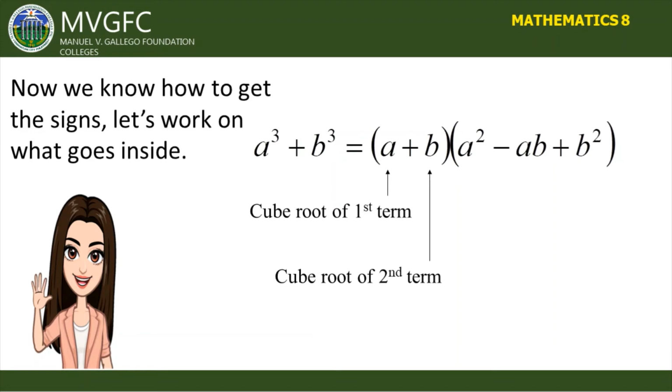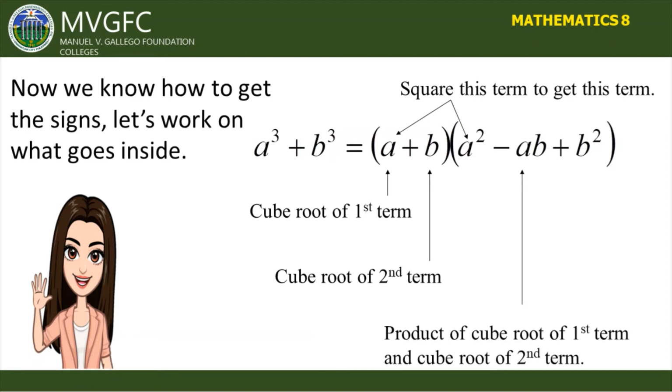Okay? So, next, for us to know the second term, of course, cube root din natin si second term. So, the second term is b cube. So, we have b because b times b times b is equal to b cube. So, now, look at the arrow here. It says here that you need to square this term to get this term. So, meaning to say, you need to square a in the binomial to get the first term in the trinomial. So, when we are referring to square, that is simply a times a. A times a is equal to a squared, as you can see on the screen.